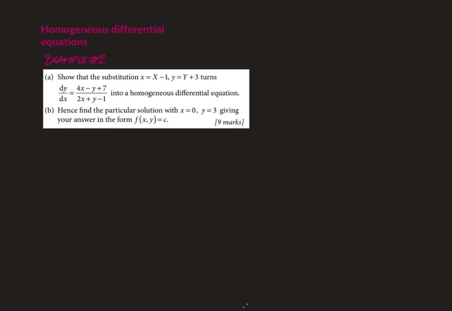Let's do a second example. Show that the substitution x equals capital X minus 1 and y equals capital Y plus 3 turns the differential equation that we see here into a homogeneous differential equation. Also, hence, find the particular solution with x equals 0, y equals 3, giving your answer in the form f of x, y equals c.